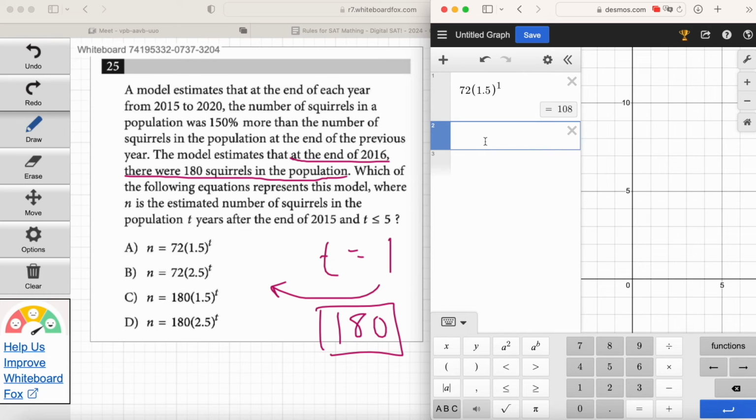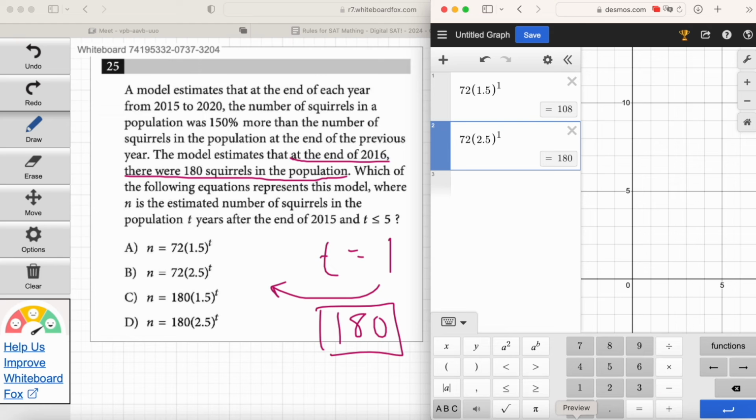Let's try answer choice D. 72 times 2.5 to the power of 1 still, which is just going to be 2.5, right? What does that give us? Hold on. You punching it on your end? I put it in wrong. 180. It gives us 180. That's looking pretty good.